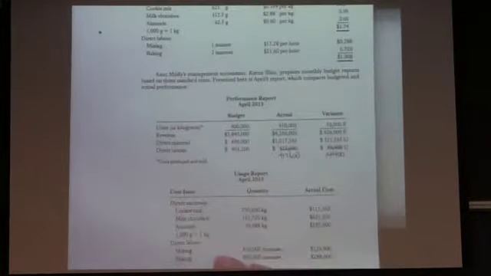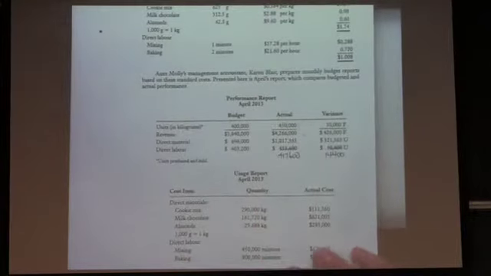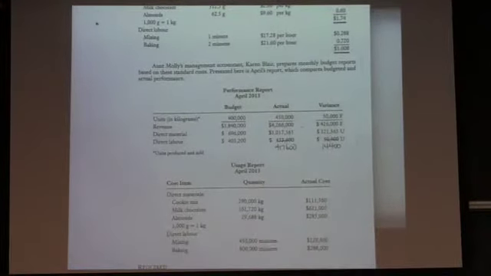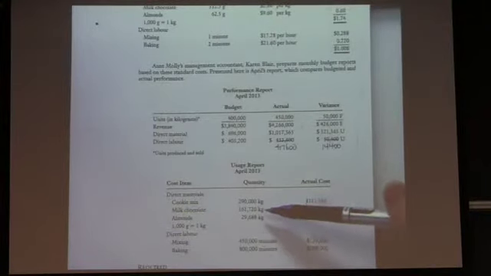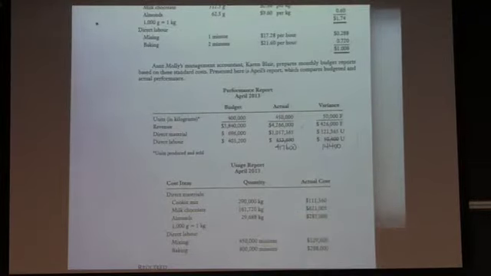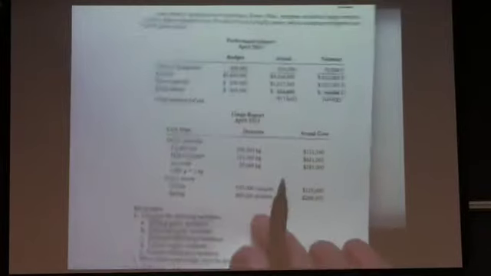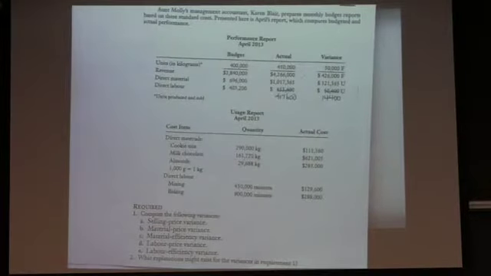In terms of 2013, this is the usage report. This is what we actually used. We actually used 290 kilograms of cookie mix, 161,720 kilograms of milk chocolate, and almonds of 29,688. And these are the actual labor minutes we used for this month's production. Now, we're asked to compute the following variances: selling price variance, material, both price and efficiency, and labor, both price and efficiency.